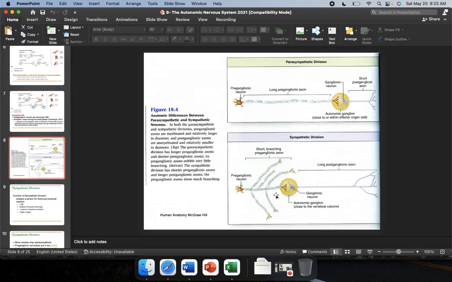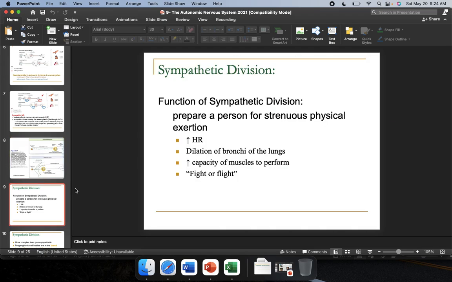Already mentioned this. Relatively short preganglionic into a long postganglionic fiber in the sympathetic. Long in the parasympathetic, a long preganglionic fiber into a relatively short postganglionic fiber, more directed. This is going to be more directed when we get in there.